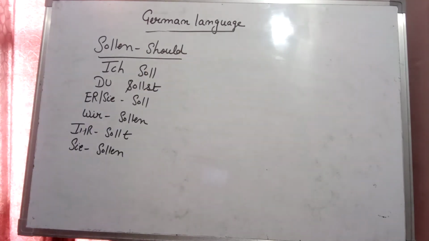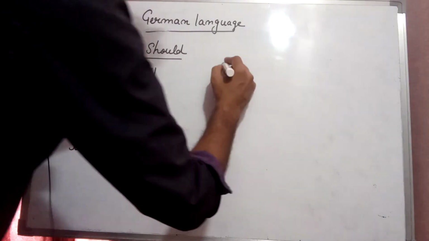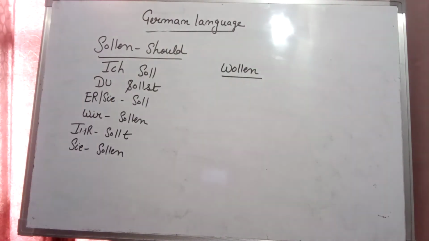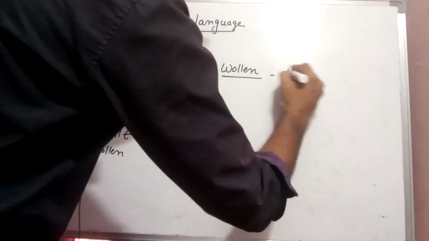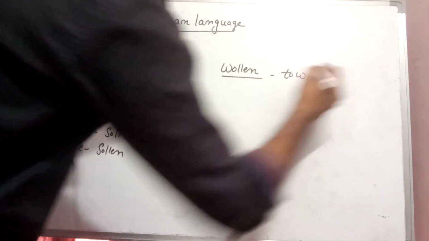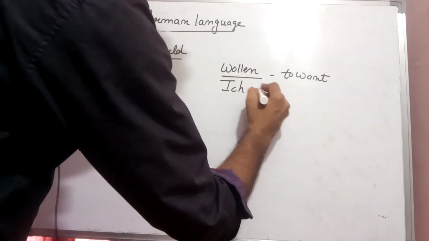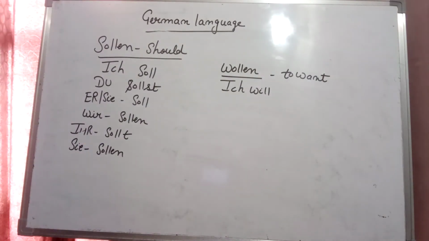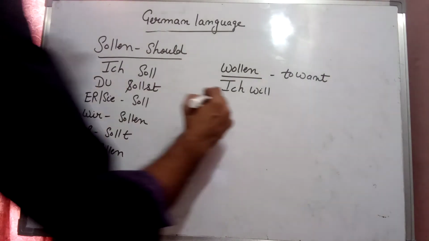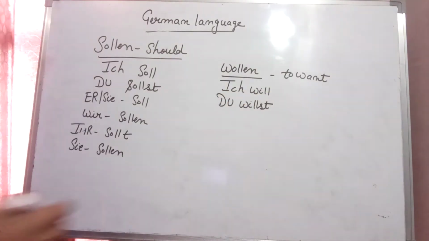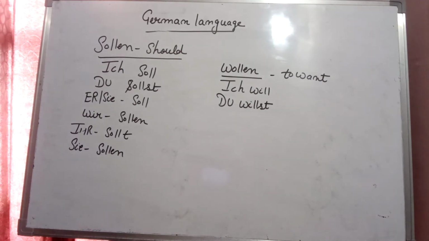The next verb we have is wollen. Wollen is to want basically. So if I want to say I want, what I will say, ich will, okay, du willst, okay. We have sie will.